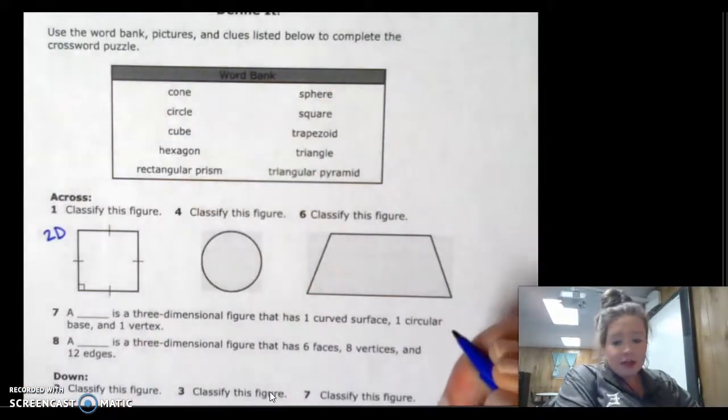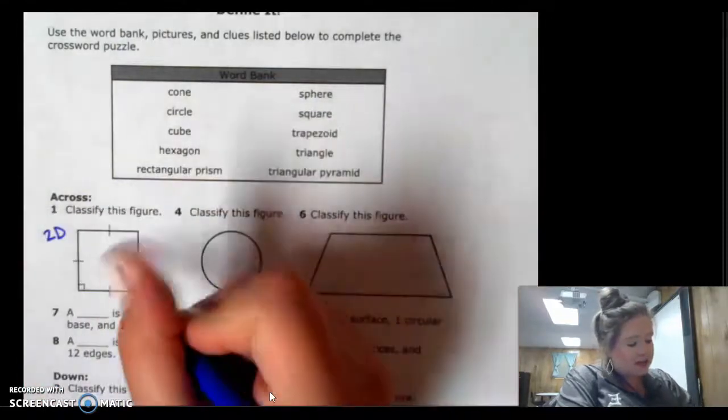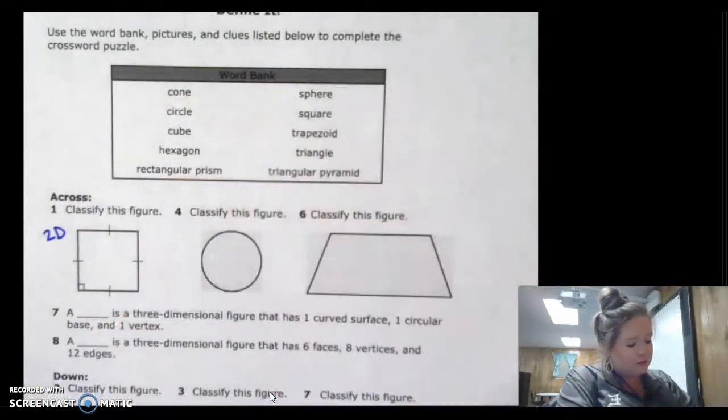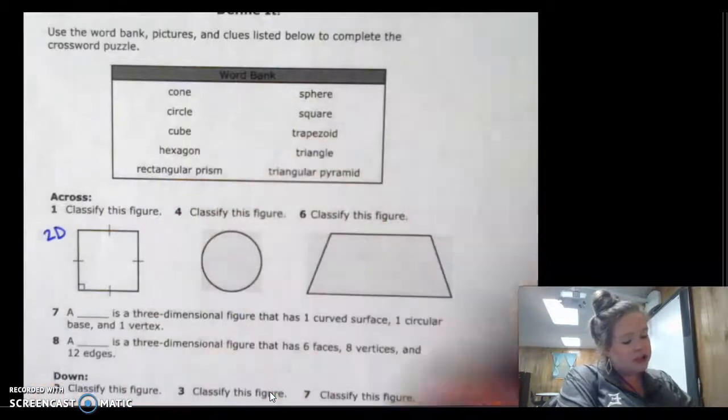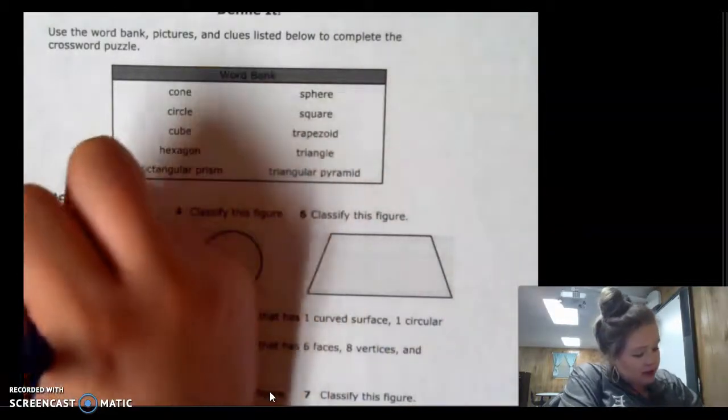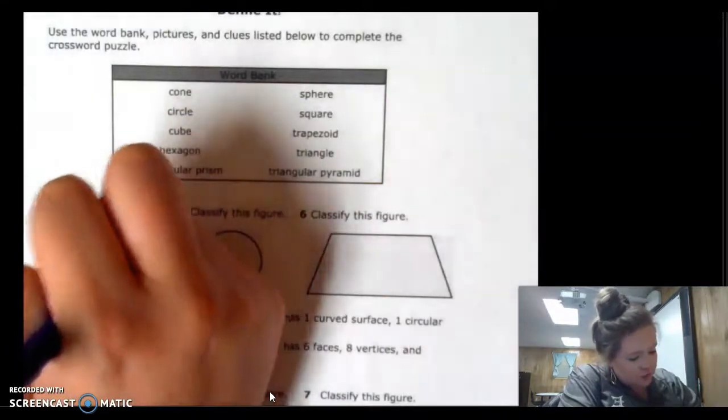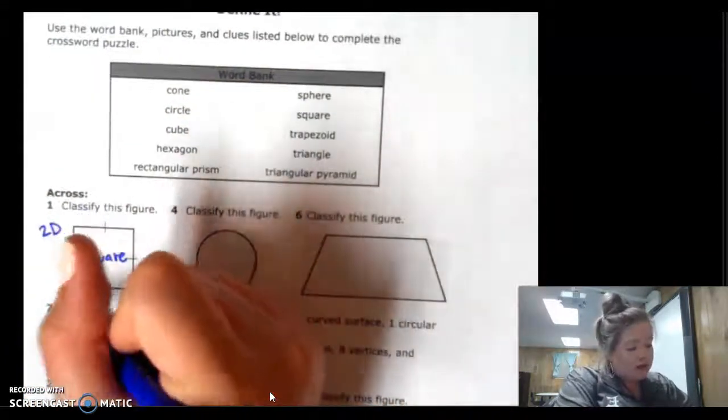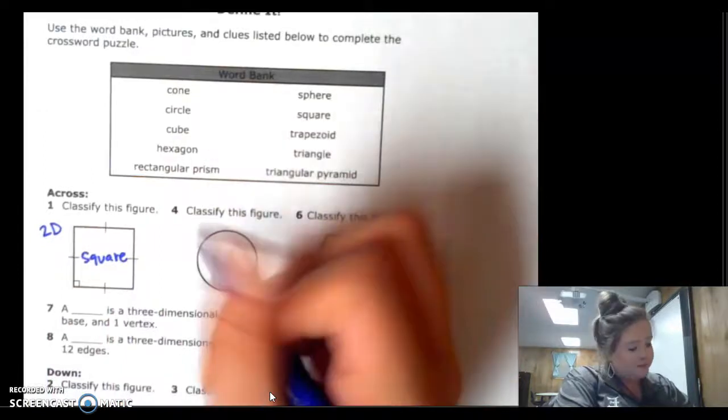Okay? So 2D figures have sides and vertices. How many sides does this have? Good, it has 4 sides. And how many vertices does it have? 4 vertices. What is this shape? Good job. This is a square. And in a square, all of the side lengths are the same.